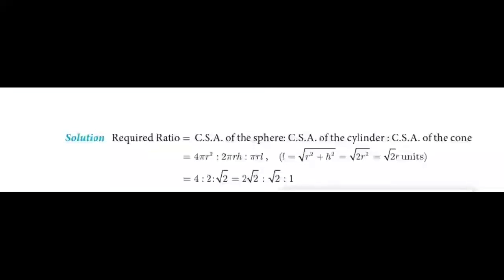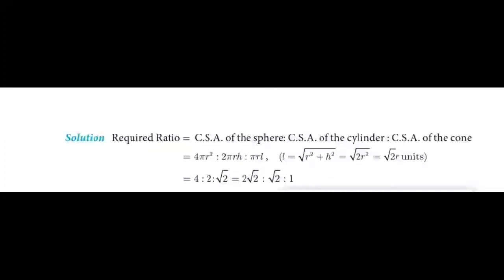Then CSA of the sphere is equal to 4πr². CSA of the cylinder is equal to 2πrh, and CSA of the cone is equal to πrl. Then 4πr² is to 2πrh is to πrl. Then 4πr² is to 2πr into r, since h is equal to r, is to πr into root 2 r.